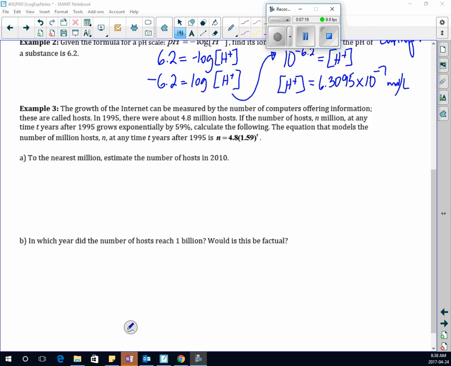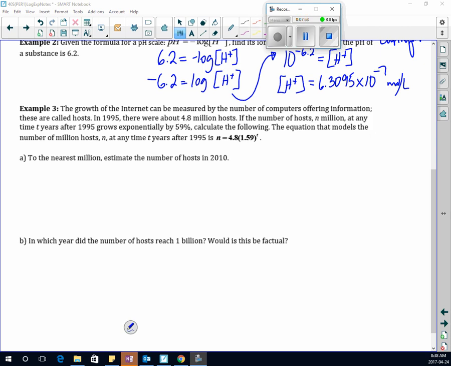The growth of the internet can be measured by the number of computers offering information. They're called hosts. In 1995, there were 4.8 million hosts. If the number of hosts n million at any time t years after 1995 grows exponentially by 59%, calculate the following. The equation that models the number of million hosts n at any time t years after 1995 is n equals 4.8 times 1.59 to the power t. So it's not too bad.